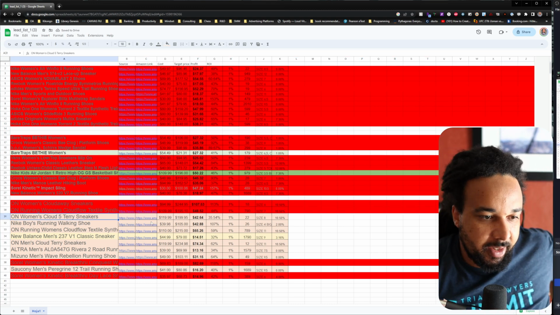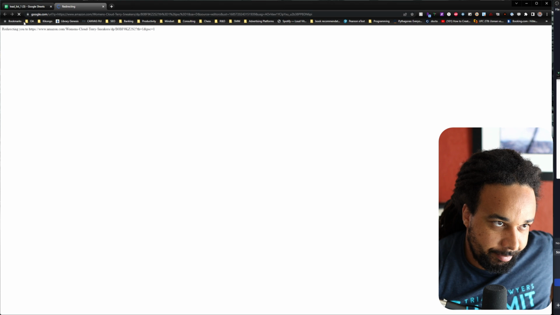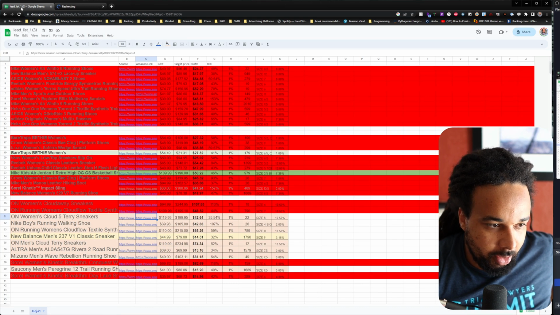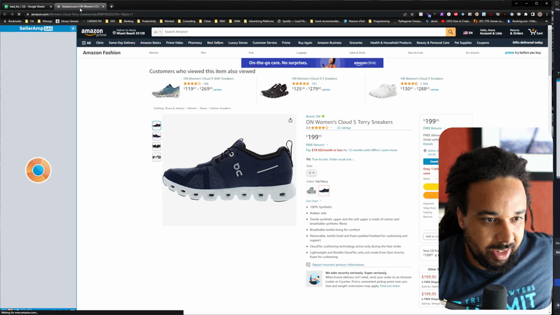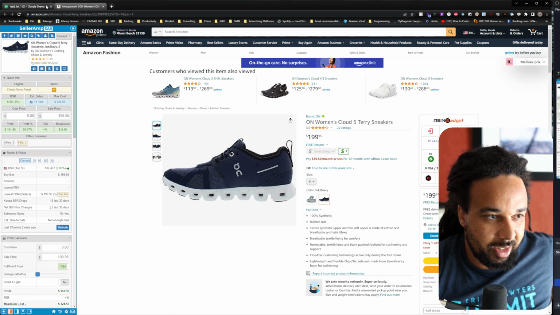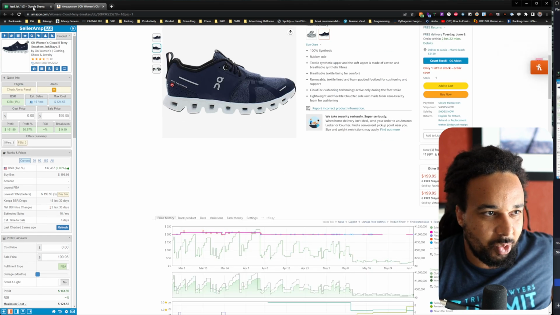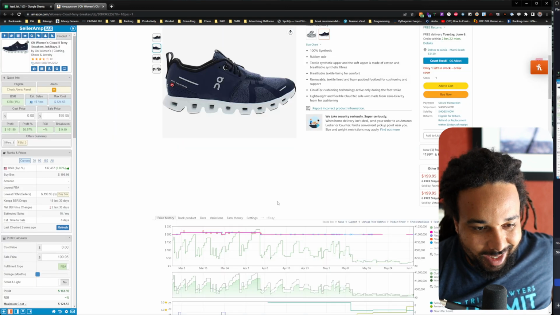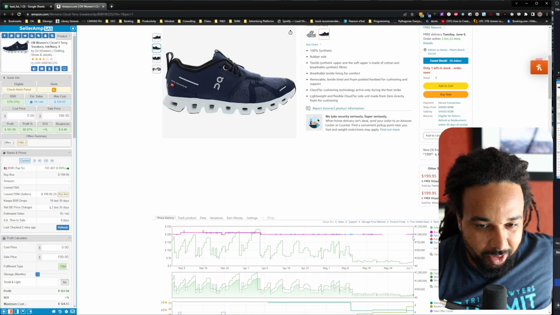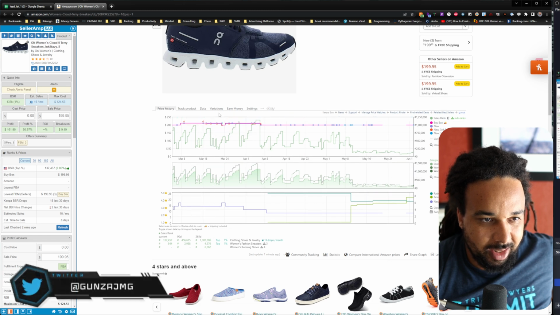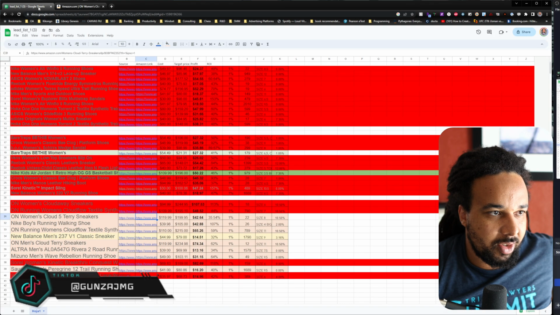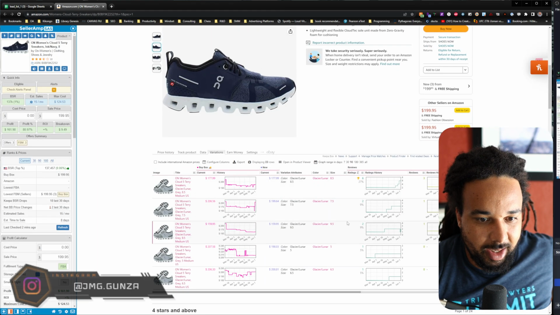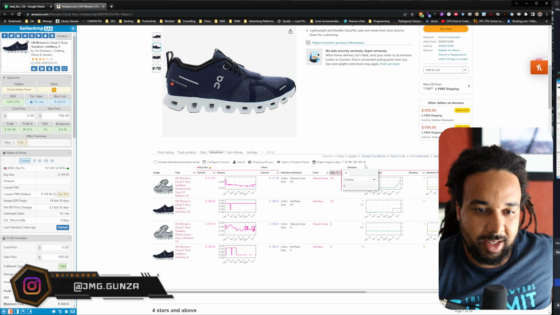So, Cloud 5 Terry sneakers. Pretty sure it's gonna be the same thing with all the On sneakers. I don't even know what to call this brand. But yeah, it was supposed to sell at $199 instead of 199. The rank is a little bit high. What size is this? Size 8, which is okay, I guess. Virtual shoes, fashion obsession. So did this guy sell out? We're gonna see. Size 9, size 8.